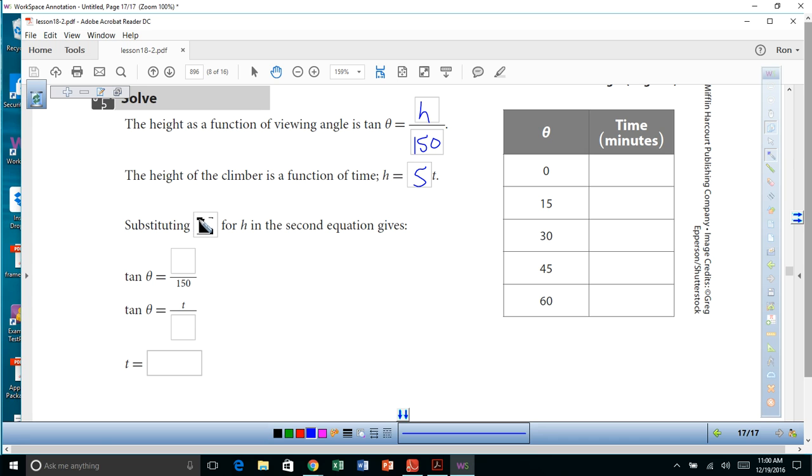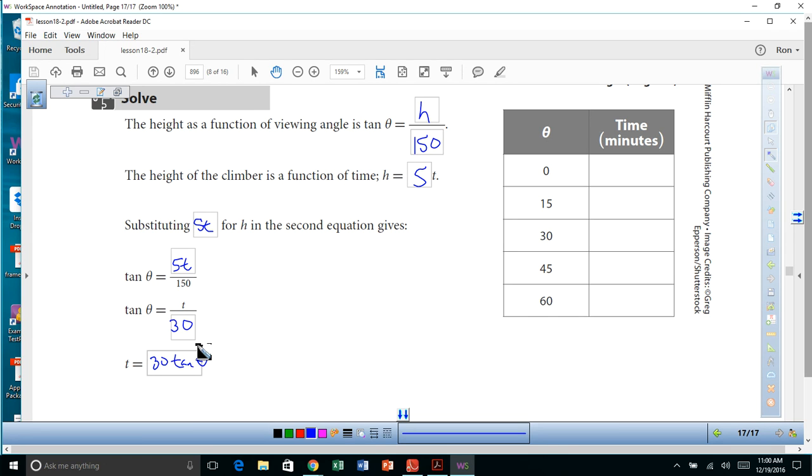Substituting 5t for h in the second equation gives tangent theta equals 5t over 150. So that's t over 30. If you multiply both sides by 30, you get t equals 30 tangent theta.